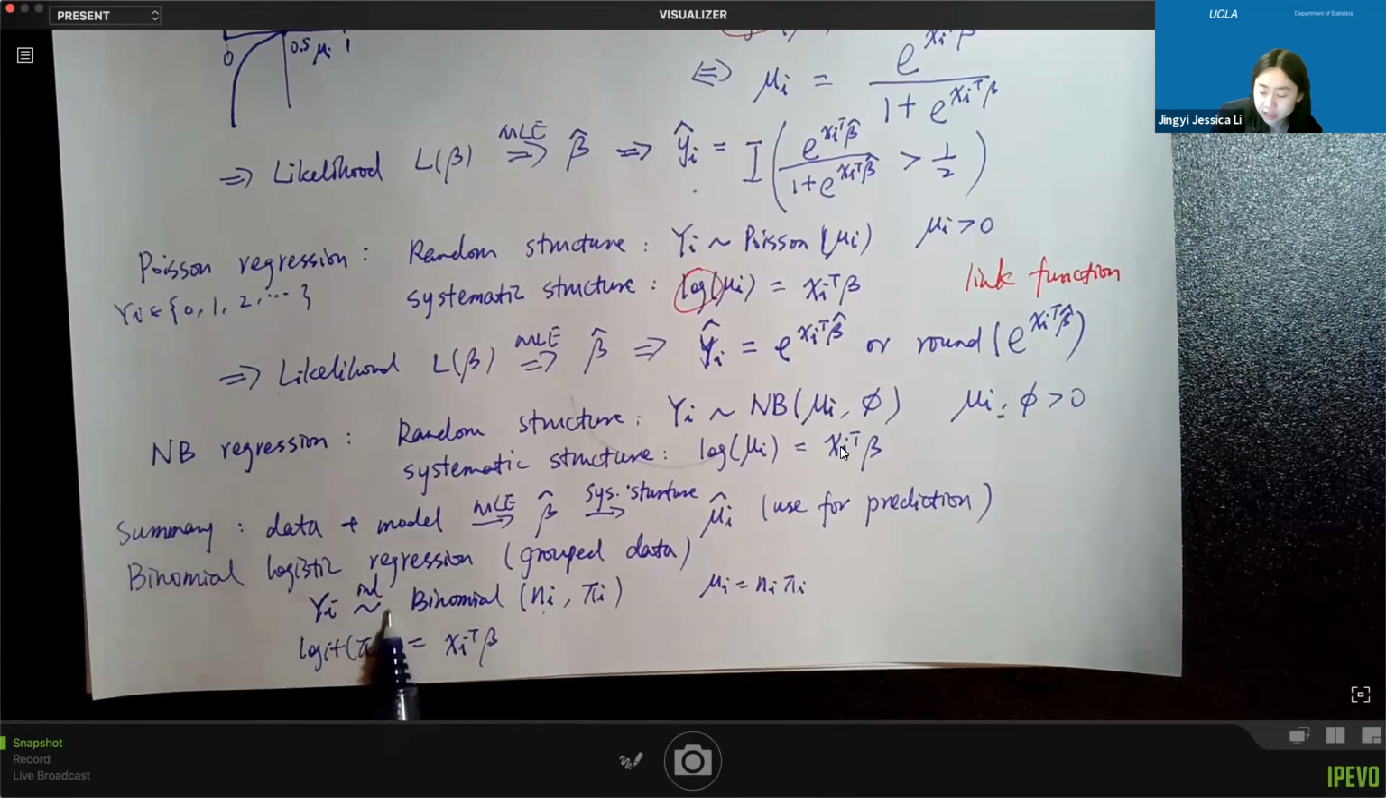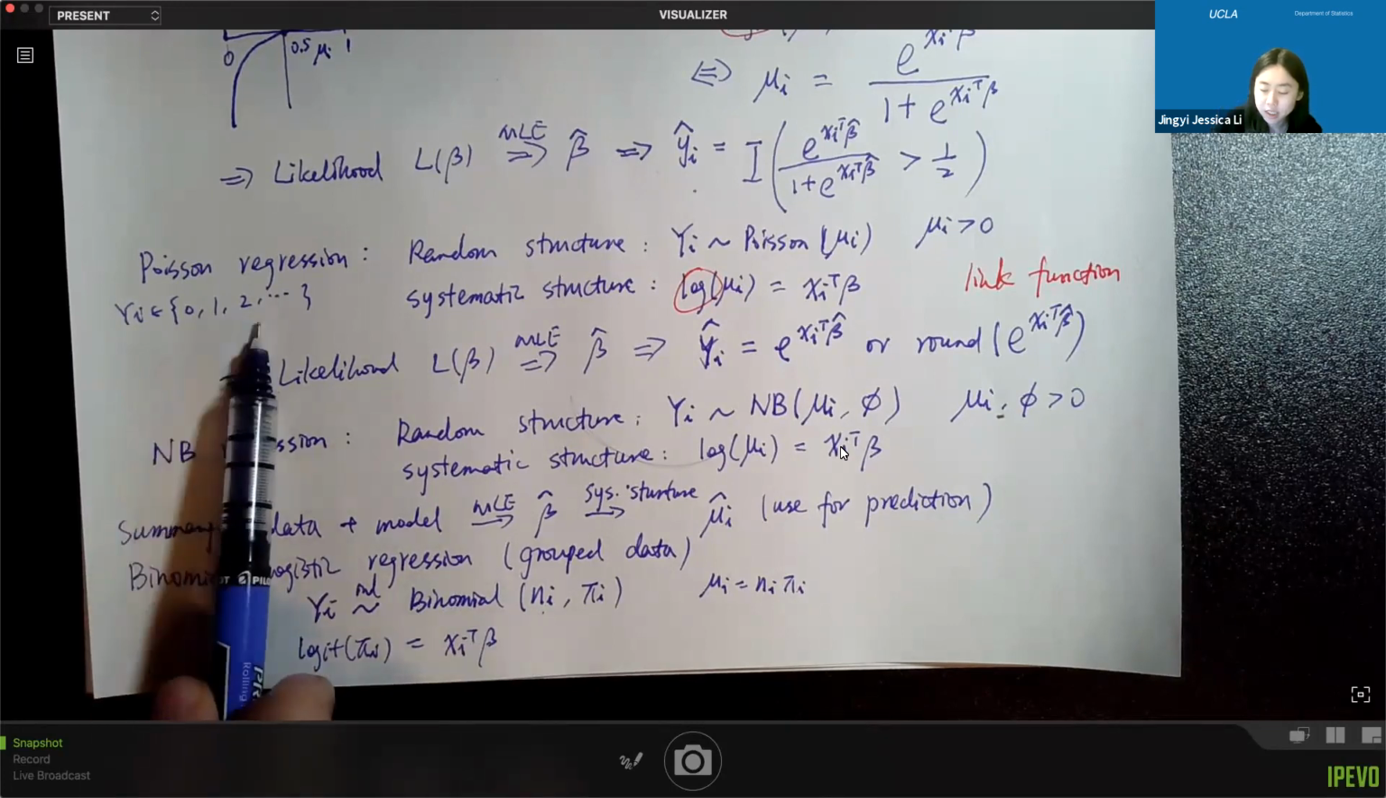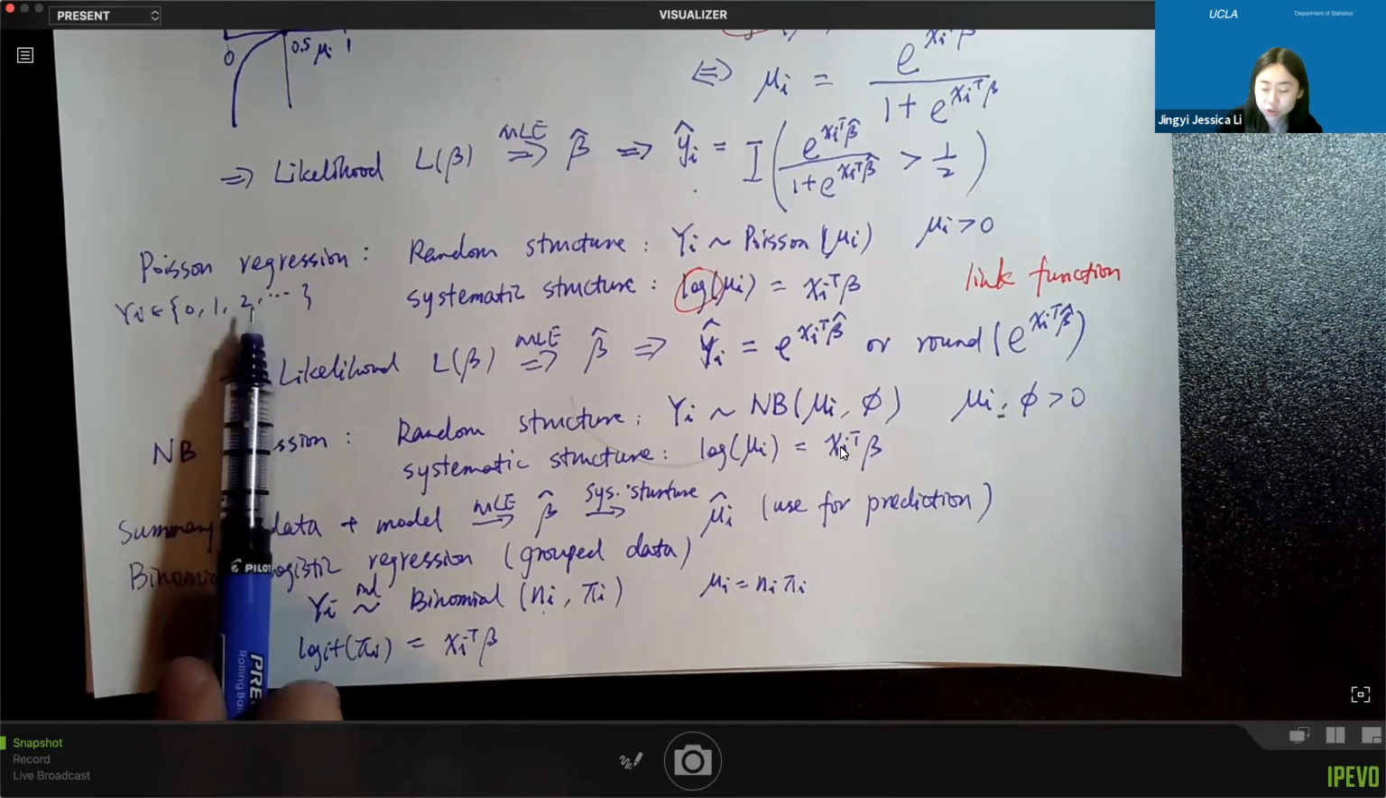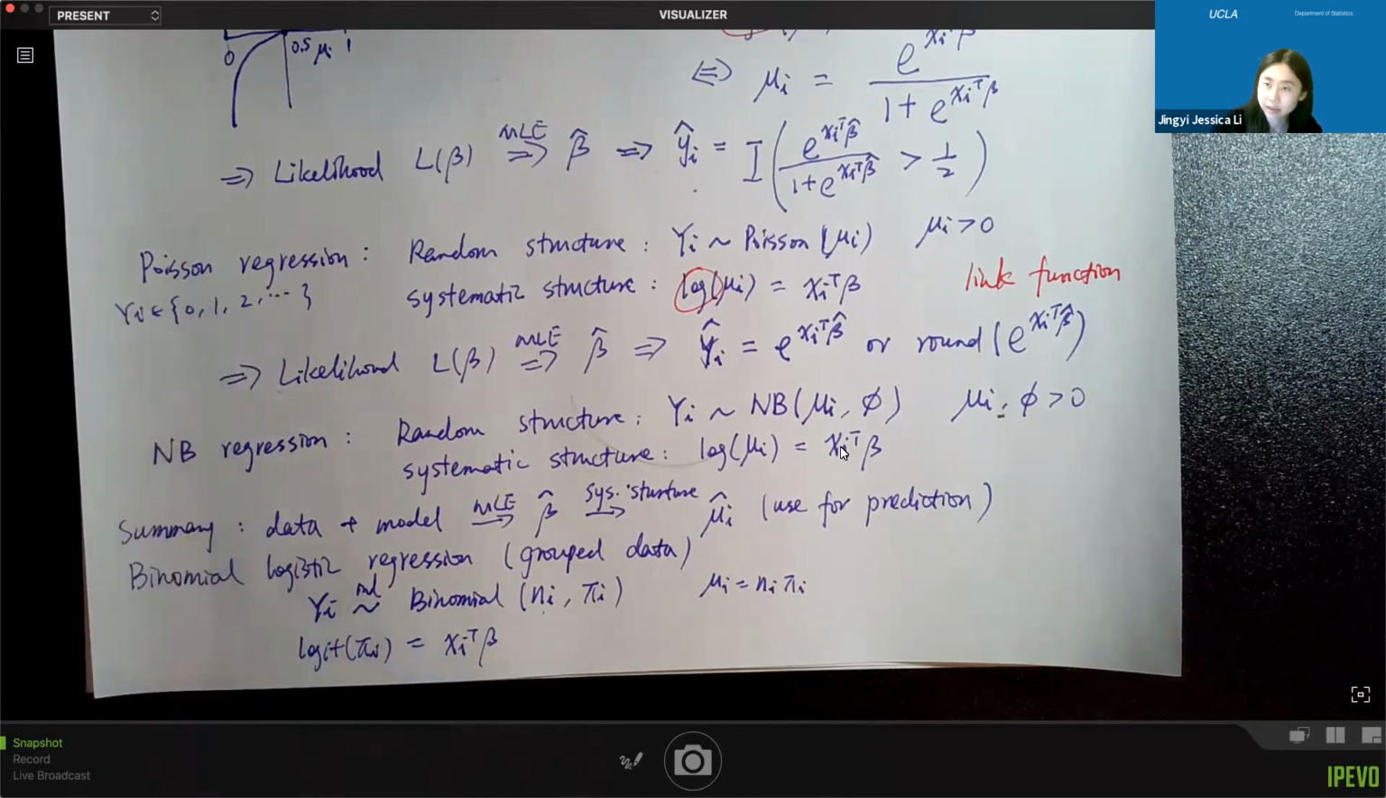Although the data count can vary from 0 to ni, you know there's an upper limit there. It cannot go beyond ni. So that's the case where you will use binomial logistic regression. But if you don't know any upper limit in your counts, then you should go for Poisson regression or negative binomial regression, depending on which one fits your data better.